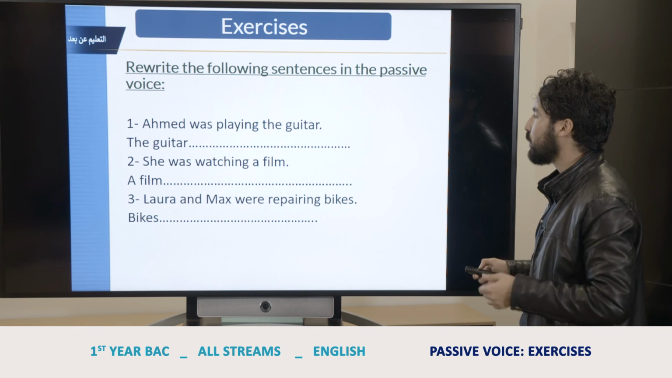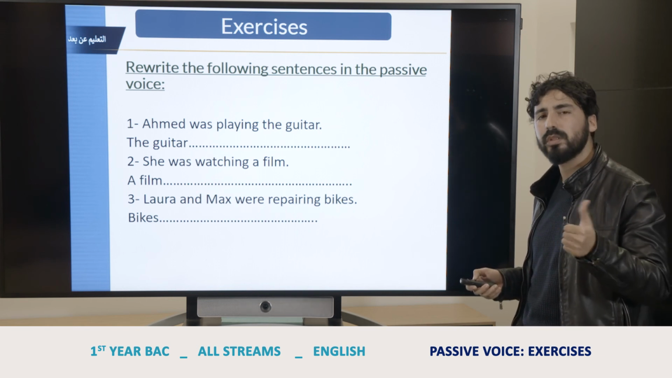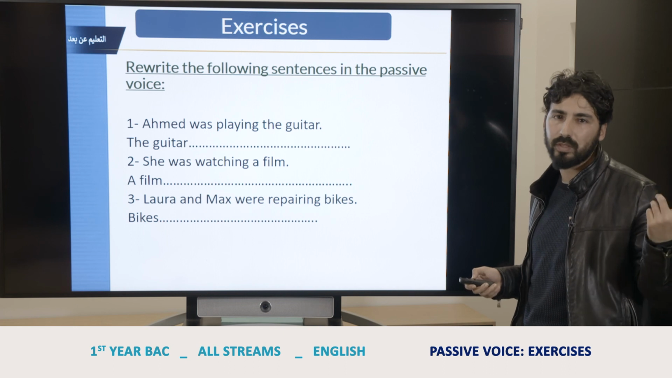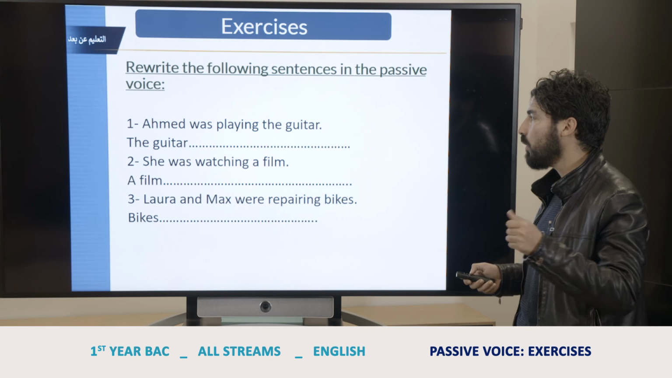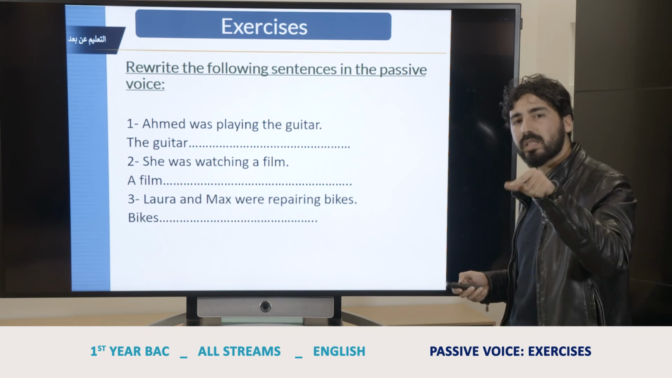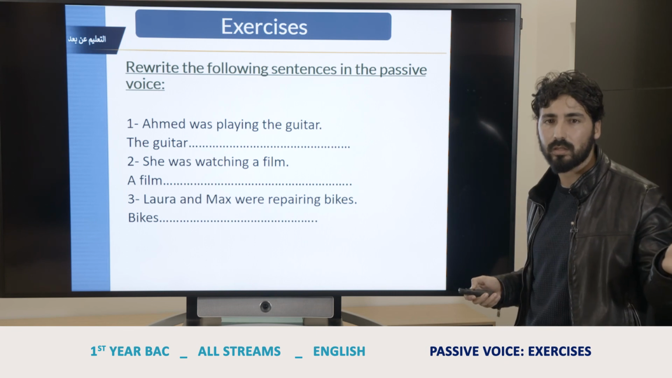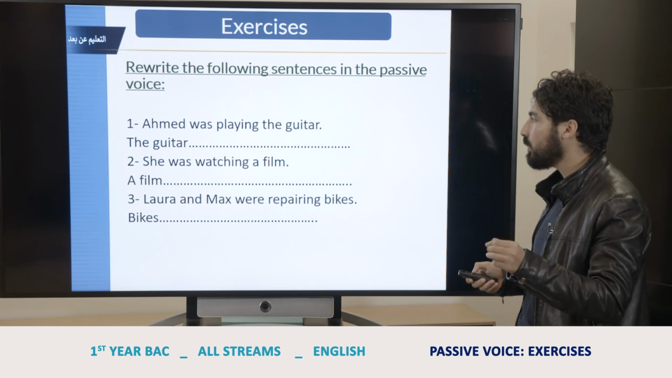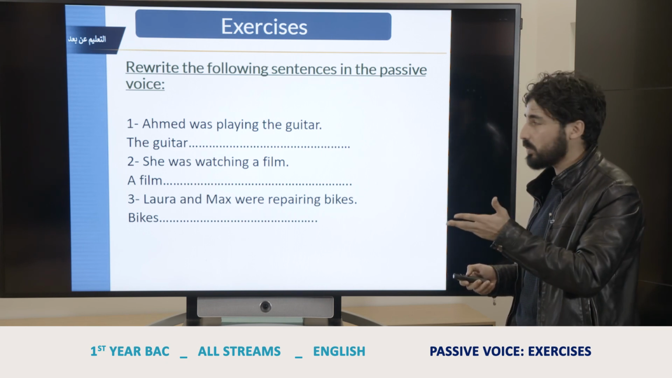Okay? Number 2, she was watching a film. A film, was being or were being? It's one film, singular. It means that was being. A film was being plus the past participle of the verb watch, which is watched, ed, because it's a regular verb. A film was being watched. It's not by she, because it's a pronoun.